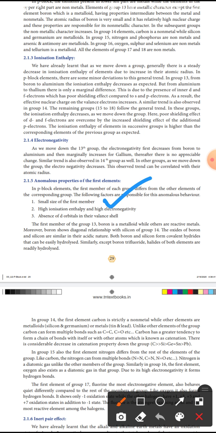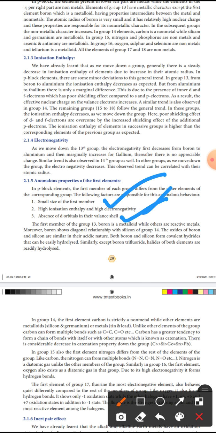The first one is the small size of the first member. The anomalous properties of the elements: the first point is the small size of the first member. Second, high ionization enthalpy and high electronegativity. So the anomalous properties are small size, high ionization enthalpy, high electronegativity, and the absence of d orbitals in the inner valence shell. Two more questions.